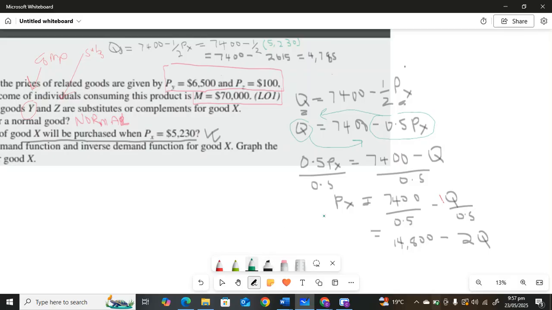So you can either leave your inverse demand function like this, 7,400 minus Q over 0.5, or you can simplify it further like this. Even as a fraction, you can still leave it like this, but it's better you leave it like this because you'll be graphing the demand curve. So it's better you're dealing with whole numbers. Any questions?